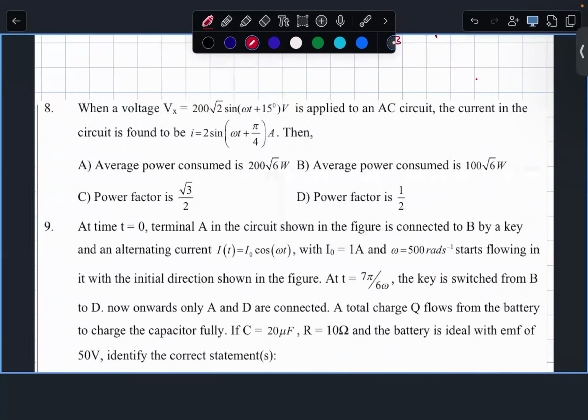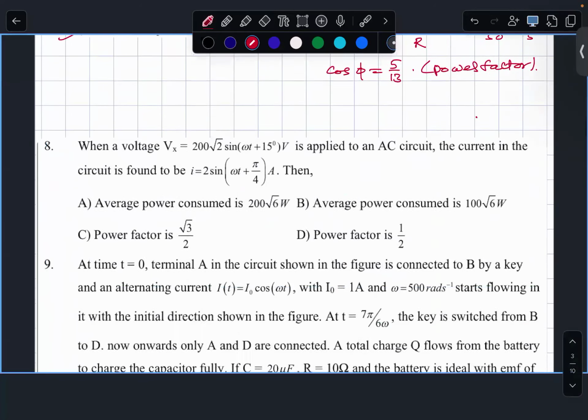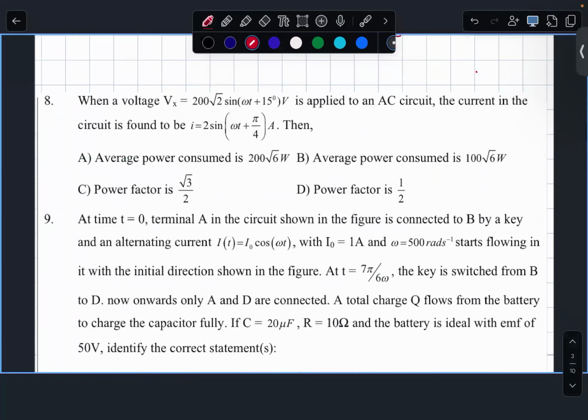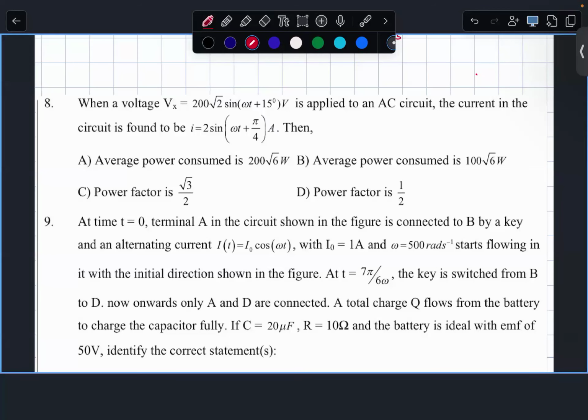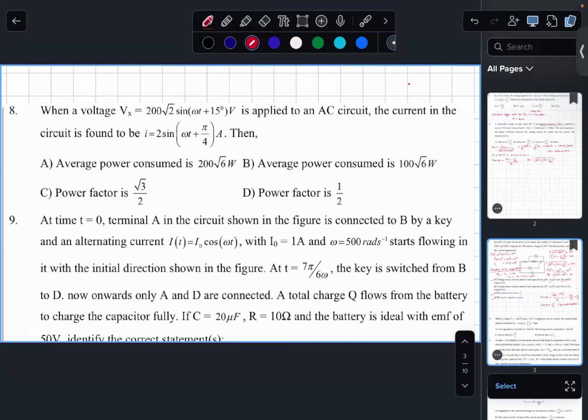Right. I'll solve the solution for this. Who is asking? General, sir. They will not give any question. Always in any question, it is the RMS value.